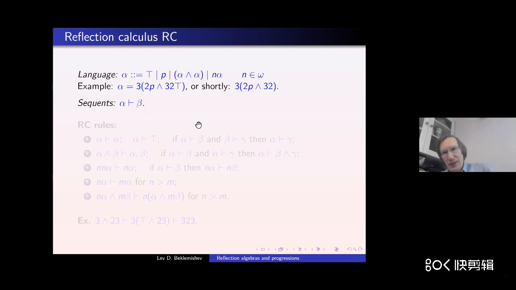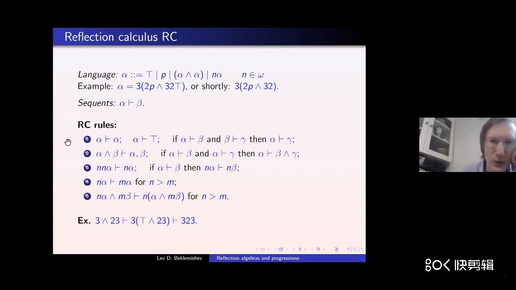The basic derivable objects that we consider here are sequents. So we have expressions of the form alpha turnstile beta, where alpha and beta are formulas in this language. And here are the rules and axioms. The first group of rules says that the relation turnstile is reflexive, top is the top, and turnstile is transitive. So it is a pre-order, if you like. We have the usual axioms for conjunction, saying that conjunction is a lower bound in terms of this pre-order.